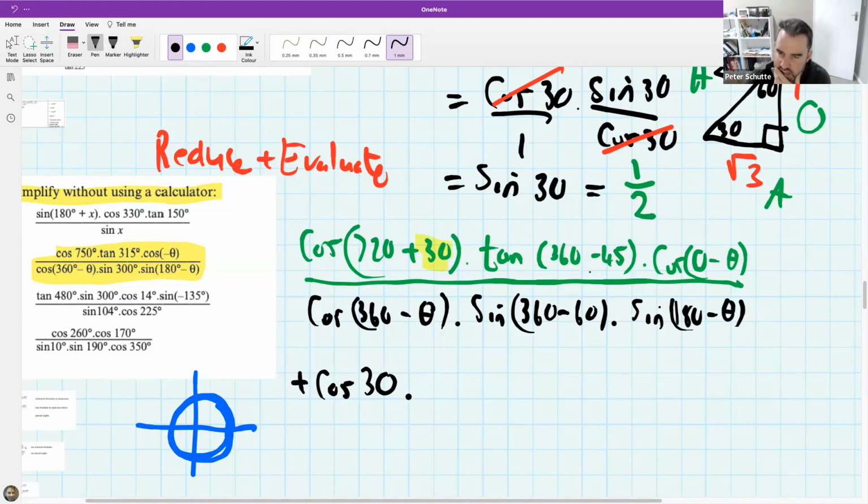Now, what about this next one? What quadrant is that going to be in? 360 minus 45 is here. So that would be negative tan 45. This one, that's going to be quadrant 4, but cos is positive there, so that's going to be positive cos theta.